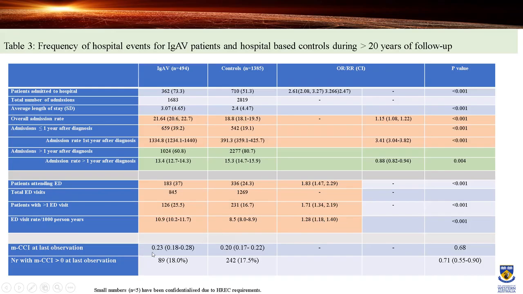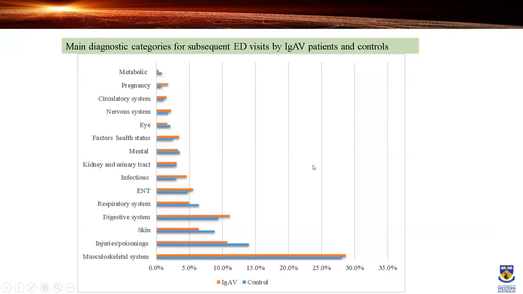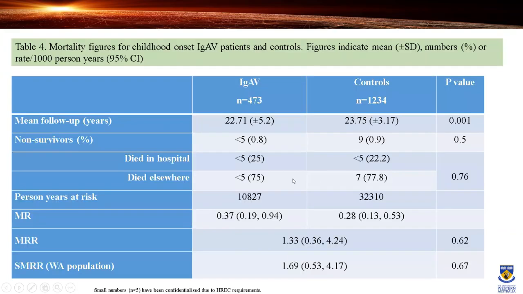In terms of comorbidity scoring, we found a very low CCI in both cohorts at the end of observation, and we found no difference in the number of patients with any form of comorbidity between the two cohorts. When we looked closer at the reasons for the increased ED visits over time, the majority of visits was due to injuries, poisoning, and fractures in the musculoskeletal system, while the other conditions like skin, digestive system, and renal were largely comparable between the two cohorts.